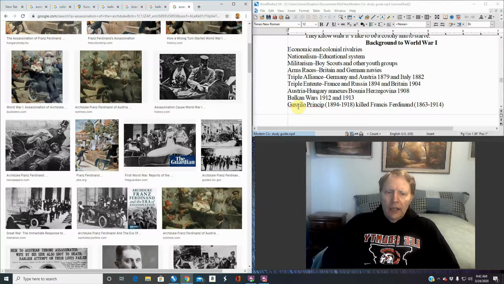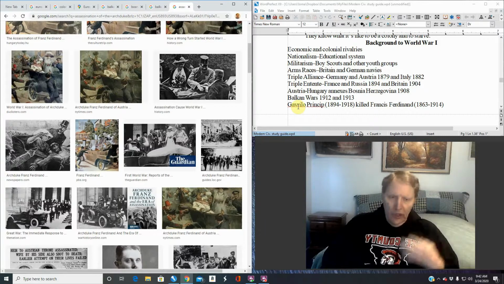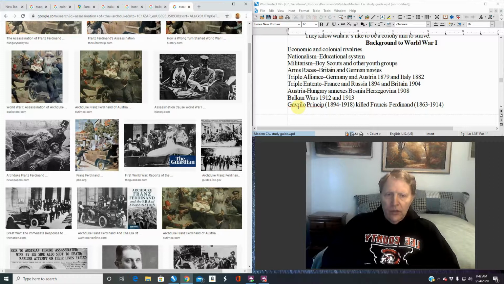The other shot went through the neck of Francis Ferdinand. It cut the jugular vein. He turns to Sophie. He says, "Don't die. Live for the children." She's dead. She dies almost on the spot. They immediately try to rush him to the hospital.